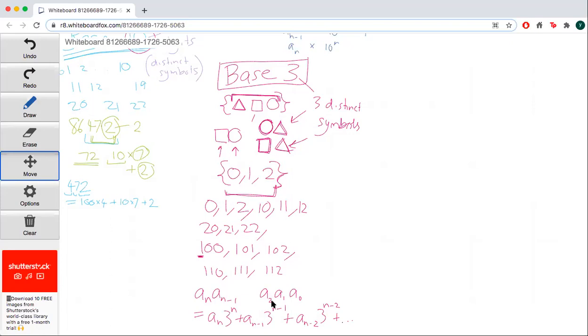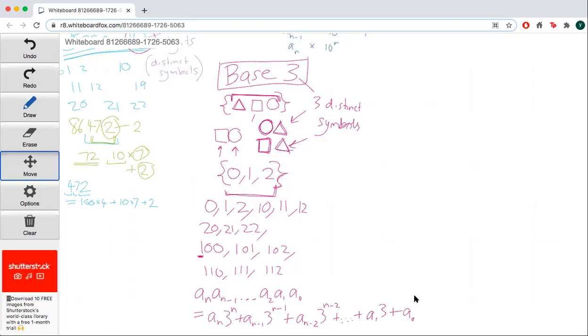I just realized that the dots aren't showing up. Dot dot dot. And then plus A1 lots of 3, and then plus A0 lots of 3 to the 0, but really 3 to the 0 is just 1. So I'm just going to put A0 here. Okay, so that's the base 3 expansion of a number.